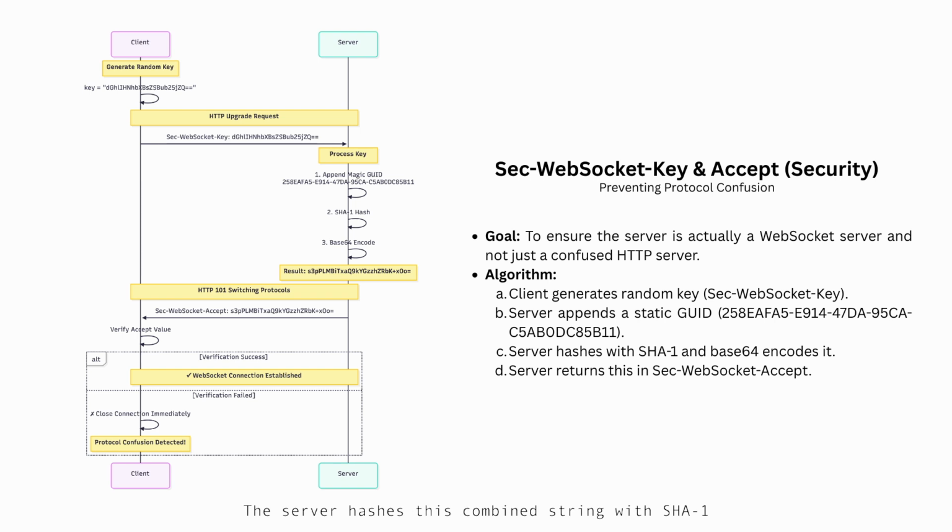The server hashes this combined string with SHA-1 and base64 encodes the result, and the server sends this back as Sec-WebSocket-Accept. Your browser then does the same math locally. If the value doesn't match, the connection is immediately killed. This proves that the server understands the WebSocket protocol and isn't just some confused HTTP server echoing things back. It's not just encryption, it's protocol verification.